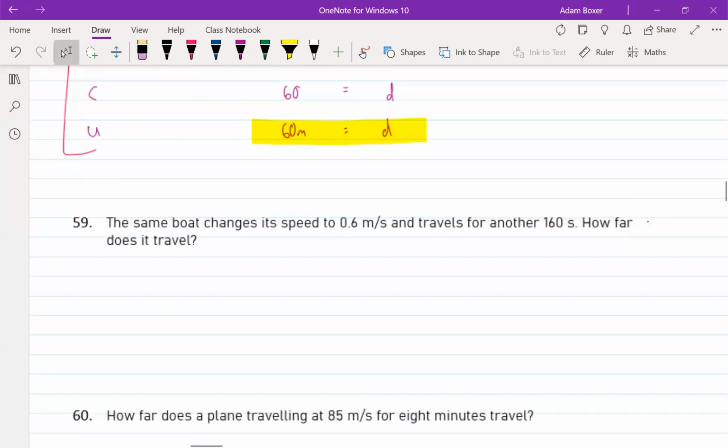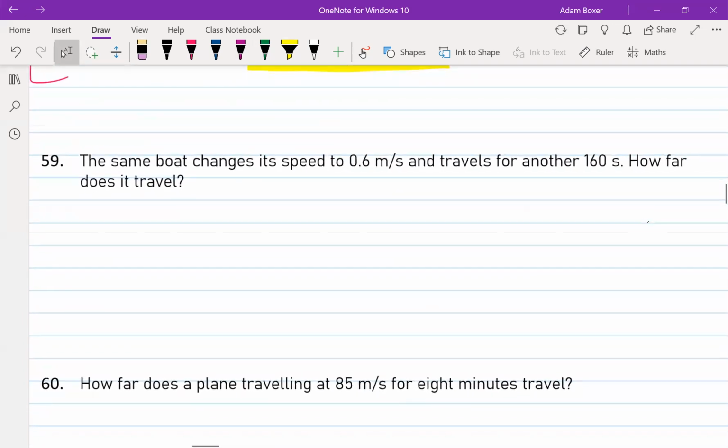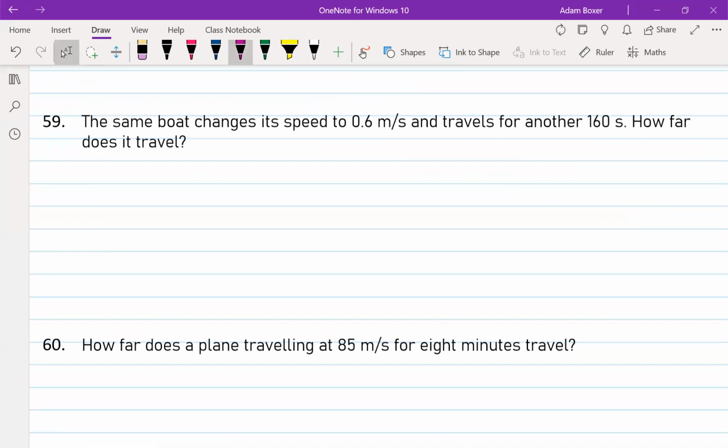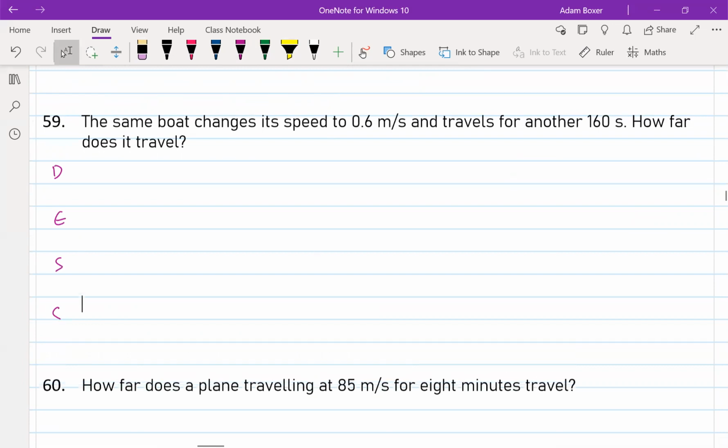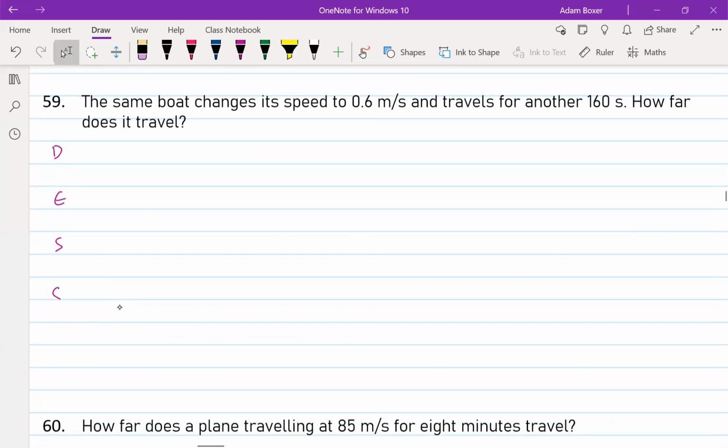Let's go for 59. The same boat changes its speed to 0.6 meters per second and travels for another 160 seconds. How far does it travel? D, E, S, C, U. Right, so I've got a speed equals 0.6 meters per second. And I've got time equals 160 seconds. D, I don't really know yet. So let's do S times T equals D.